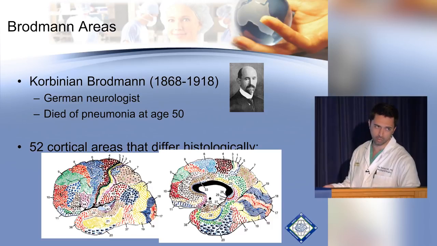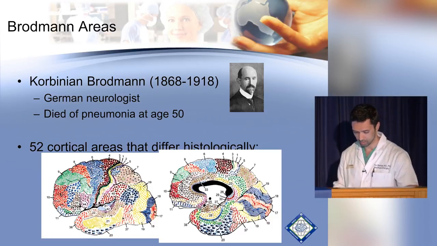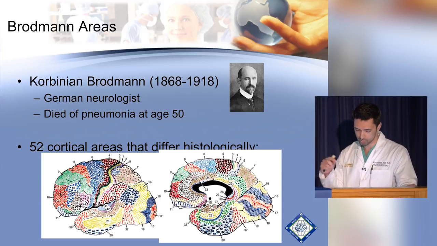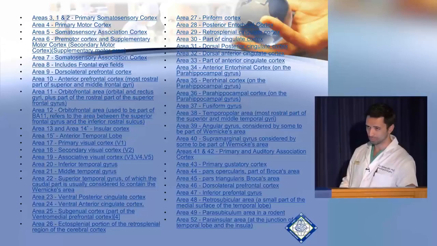This has been refined quite a bit over time, and we have a better understanding than Brodmann had. But this was a really important first step forward in understanding that the brain is not just a random gyrated structure, but there is some function here. So here's all the 52 areas. We won't go over all of them.